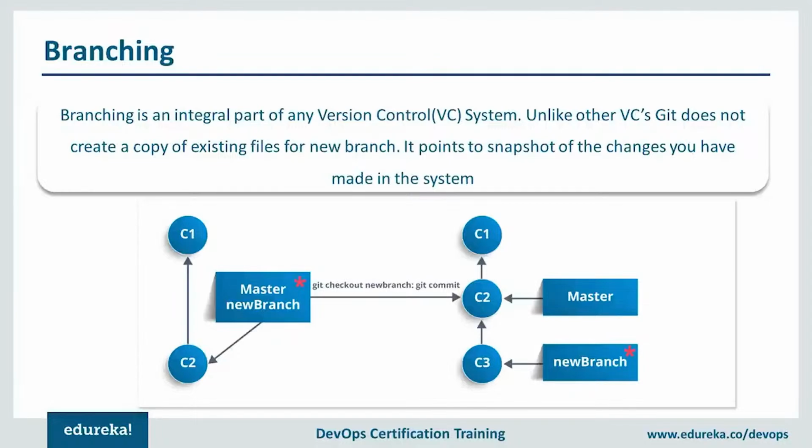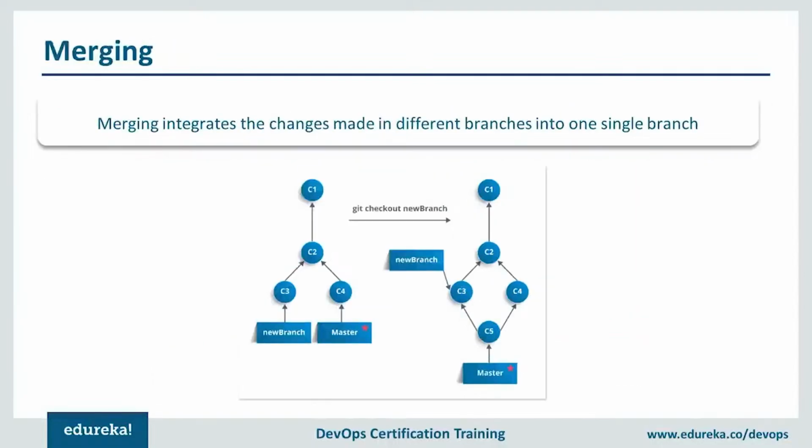So obviously, branching is an integral part of a version control system. Unlike other version control systems, Git does not create a copy of existing files for a new branch. It just points to the snapshot of the changes you've made in the system. So it's really simple. Now moving forward, the next operation we have is merging.